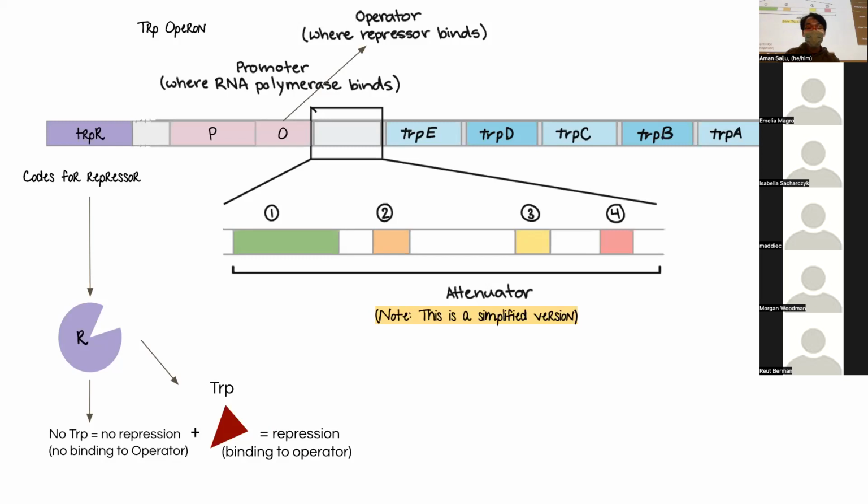So basically, this is a breakdown of the first part, right? So at the base level, this is the entire gene. This is the genes that you're coding for. This is the promoter where the RNA polymerase binds. This is just a gene upstream that codes for the repressor itself, and this is the operator. This is the operator where the repressor binds, right?